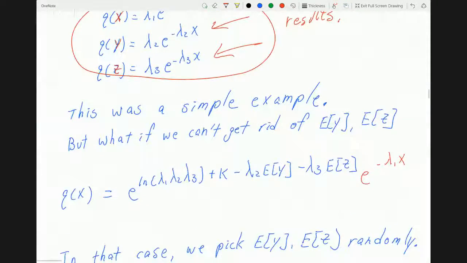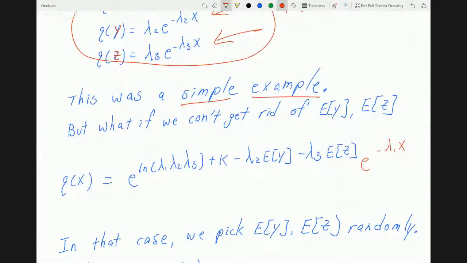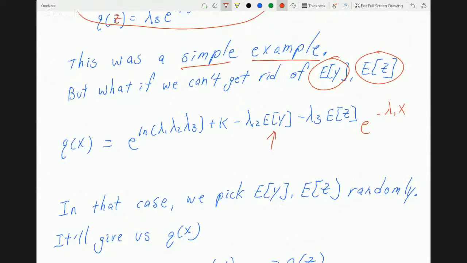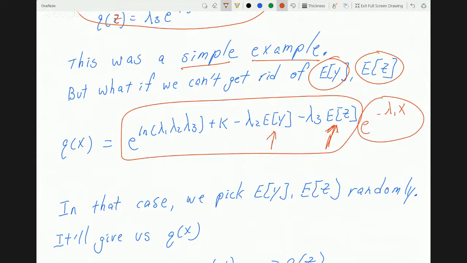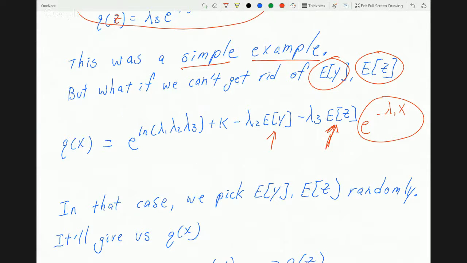Now, like I said, that was a simple example, but what if we can't get rid of them? In this case, we were lucky that we just found this and that this whole thing turns into some kind of constant. But what if we couldn't do that? So what we do is initially, you just pick this value. Expectation of y, you don't know what it is. Just pick something. And then do the same for this one as well.